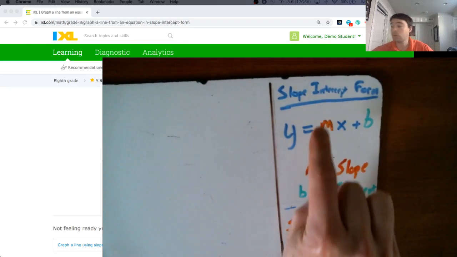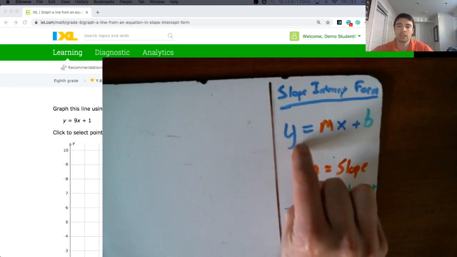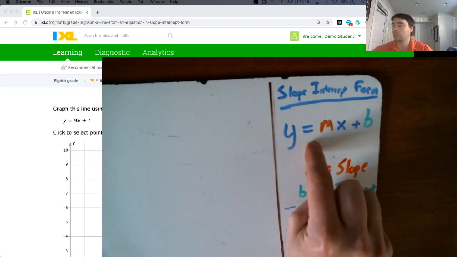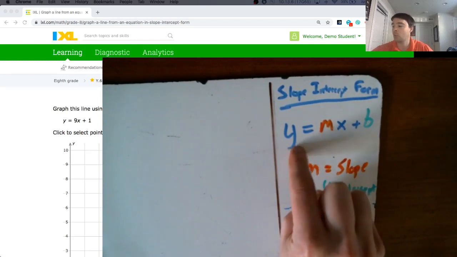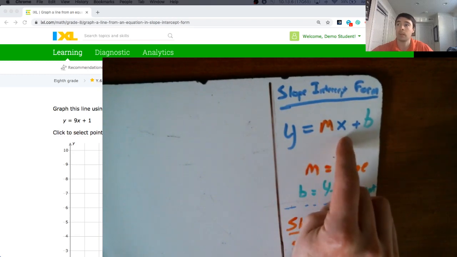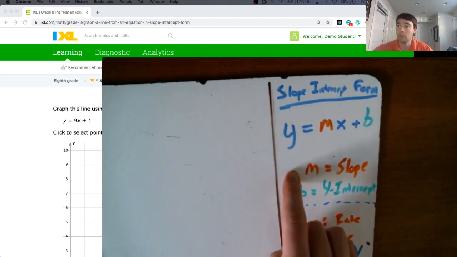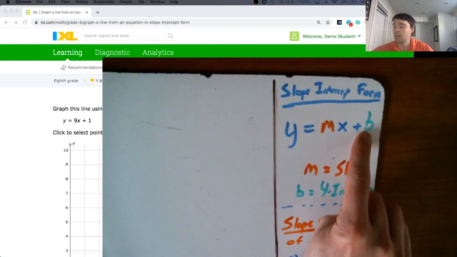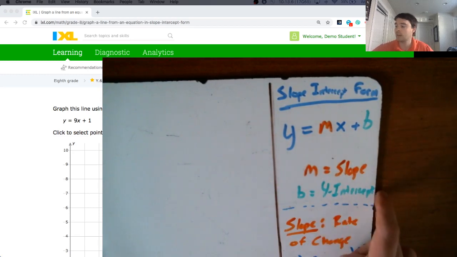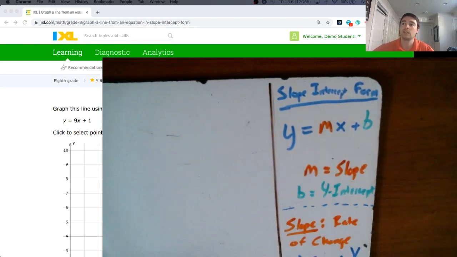Slope-intercept form, as hopefully you recall by now from the other IXL assignments, is any linear equation in this y equals form. If it's built in the y equals form for a linear equation, the m, whatever number multiplies with x, represents my slope, and the b, the number that's added or subtracted all by itself, the number that is not multiplied with x, that's my starting point. That represents the y-intercept.